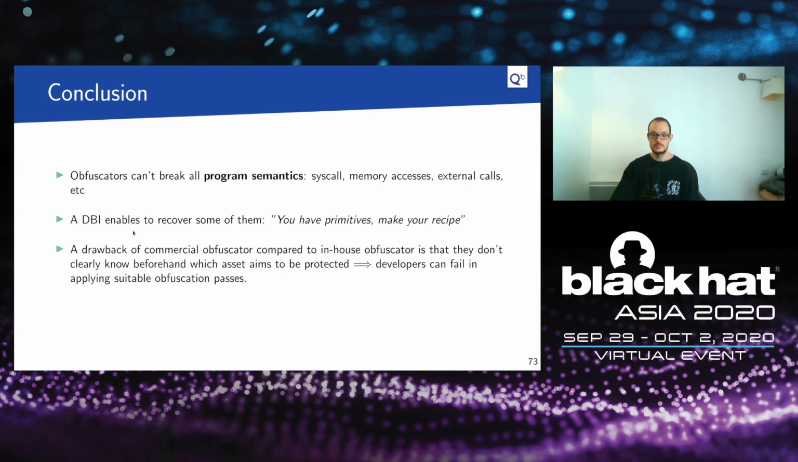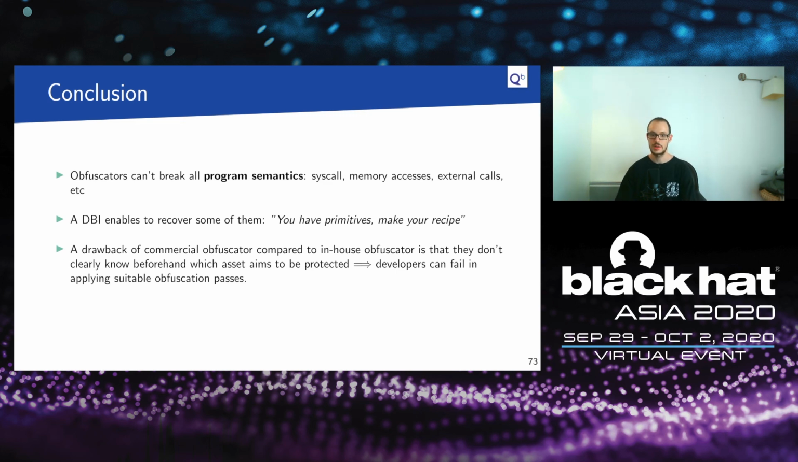A DBI enables you to recover some of the original semantics of the program, but it only provides primitives, and you need to use these primitives to set up what you want to analyze. So for instance, if your code is dealing with memory access, you may want to set up a memory access callback. Or if you know that it's just about getting an external call trace, you may just want to use the exec broker. So it depends on what you want to reverse.